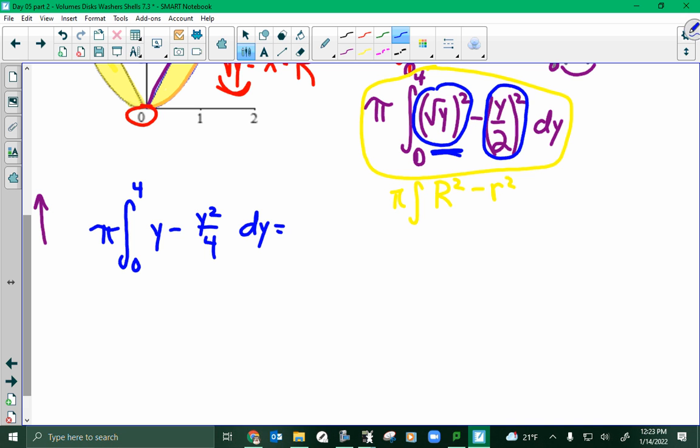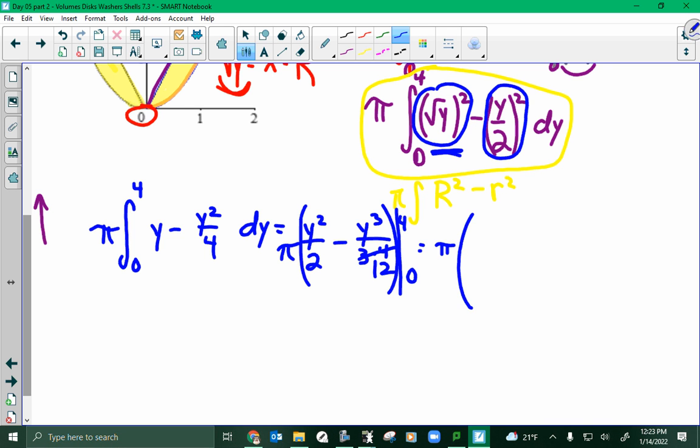Okay. So the first one is y squared over 2 minus y cubed over, now I put 3 in the bottom with my 4, so that's going to end up being 12. And I want that from 4 to 0, and by the way, I'm multiplying it times pi. All right? Okay, let's do our work here. Pi times, let me put a 4. It's 4 squared over 2 minus 4 cubed over 12.